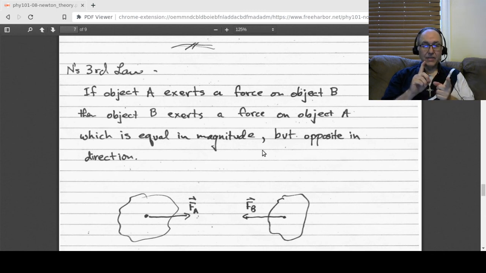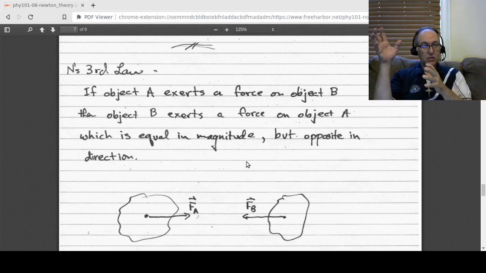The third law relates the forces of the Earth pulling on the car and the car pulling on the Earth. That seems counterintuitive, and that's because the Earth is so much bigger than the car. But the third law basically says that if object A exerts a force on object B, then object B exerts a force on object A, which is equal in magnitude but opposite in direction.